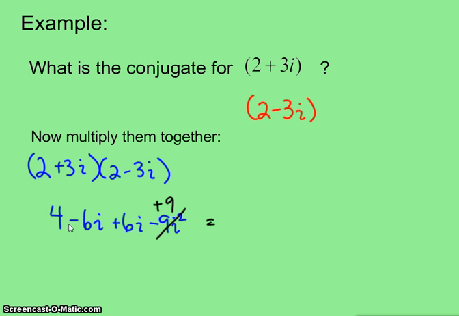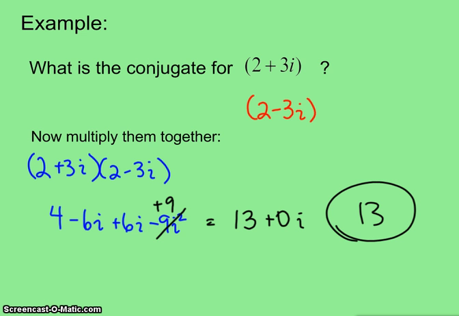So by organizing and adding our like terms, 4 plus 9 is 13. And then 6i plus negative 6i is 0i, so we are left with 13. So the imaginary part went away.